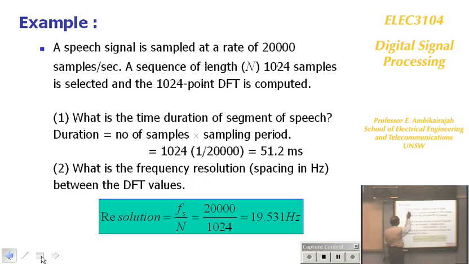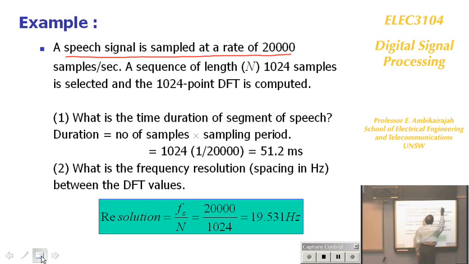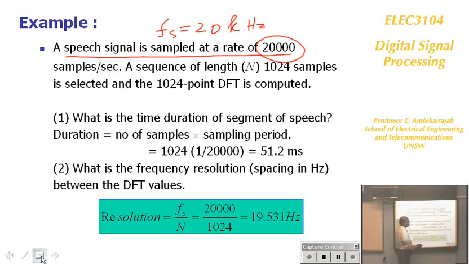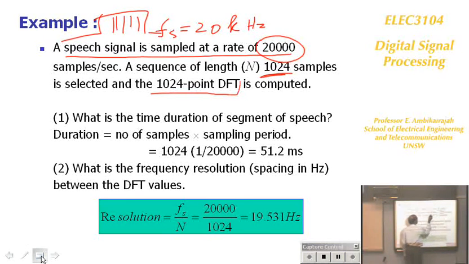Take another example. A speech signal is sampled at 20,000 samples per second. So sampling frequency Fs is 20 kilohertz. That's basically it. And the sequence length is 1024 samples. It is selected, so we've taken 1024 samples like that, a window like that, and we do a 1024-point DFT. That's the terminology used: 100-point DFT, 256-point DFT. That means the time samples are 1024.